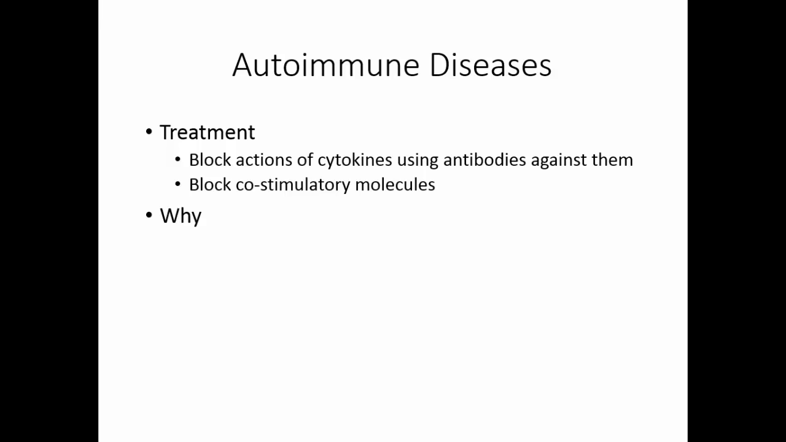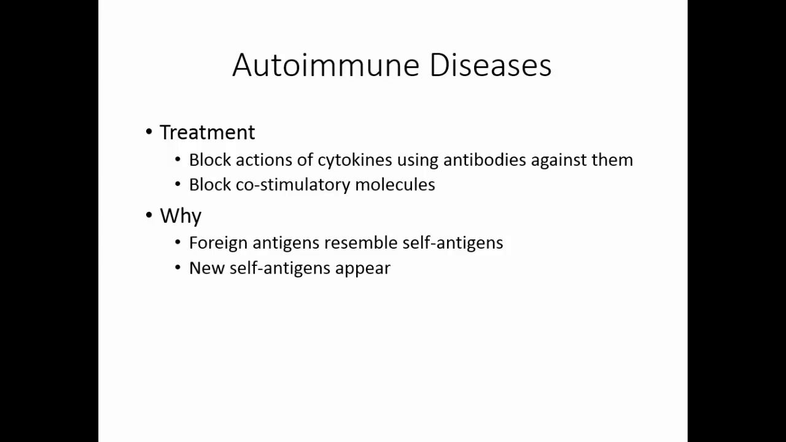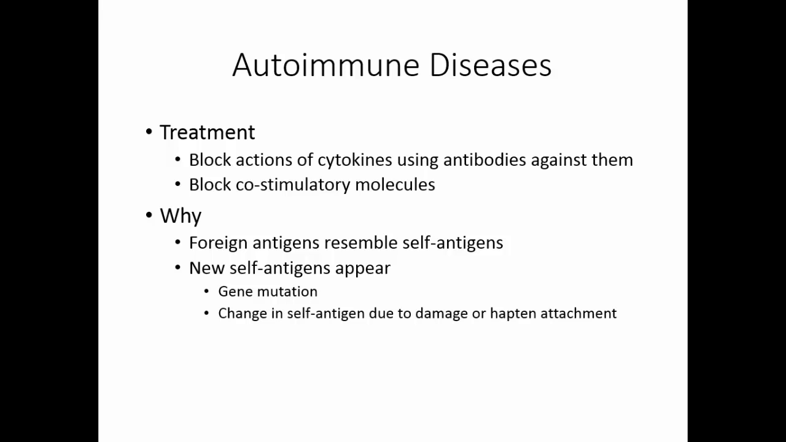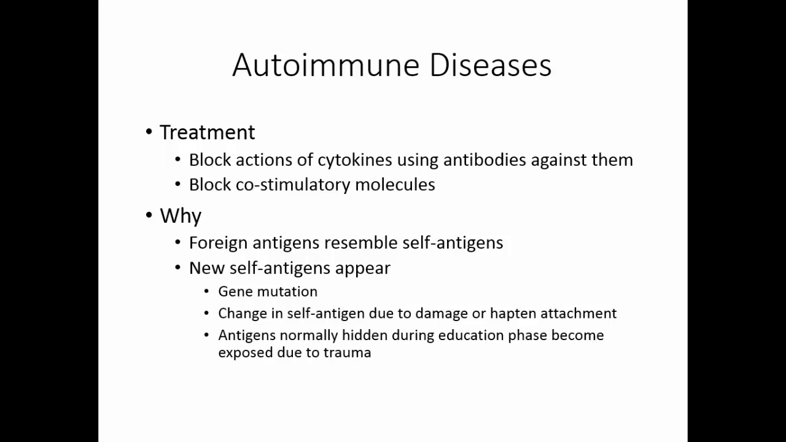Why would our immune system suddenly turn on us? Well, for some reason, some foreign antigen comes into our body that very closely resembles a self-antigen. Or new self-antigens may appear. This could happen as a result of gene mutation. We could have a change in a self-antigen due to damage, or perhaps because a hapten attaches to one of our normal proteins, and now this hapten is antigenic. Antigens are sometimes hidden during the education phase of the immune system. If some of these hidden antigens become exposed as a result of trauma, that can also trigger an autoimmune disease.